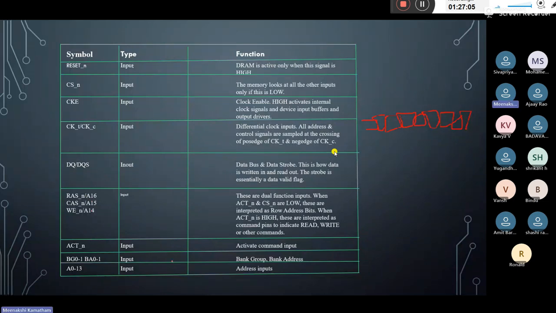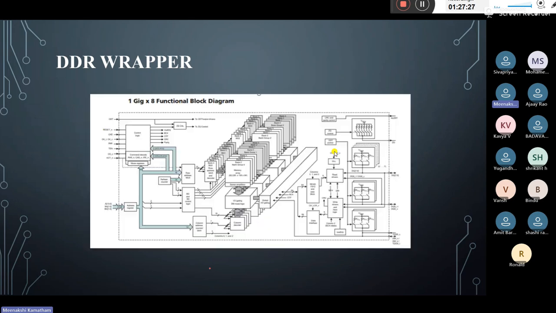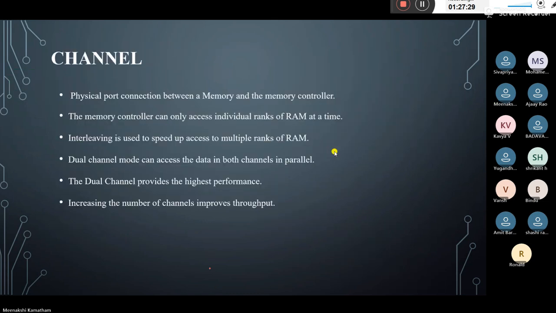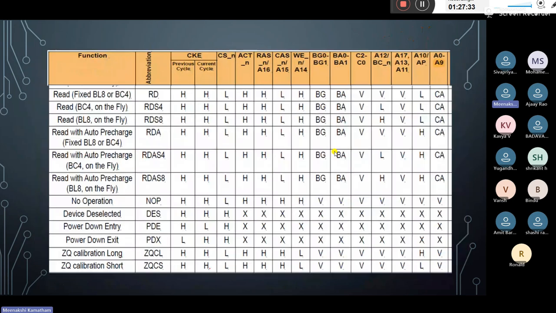That is the thing. For the active command, bank groups and banks use 2 bits each, and the address is A0 to A13. See, these are the things: DDR wrapper, DDR memory interface, memory array, control logic, refresh counter, row address decoder, column address decoder, all the things. We'll see this command truth table.